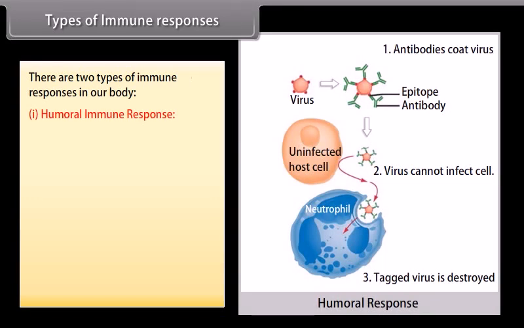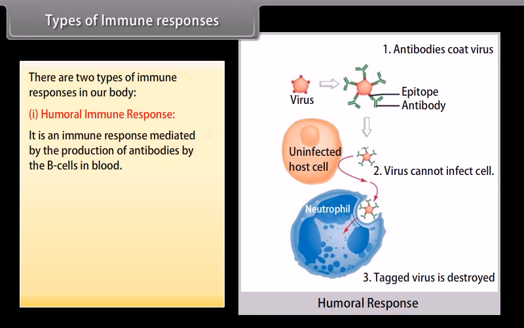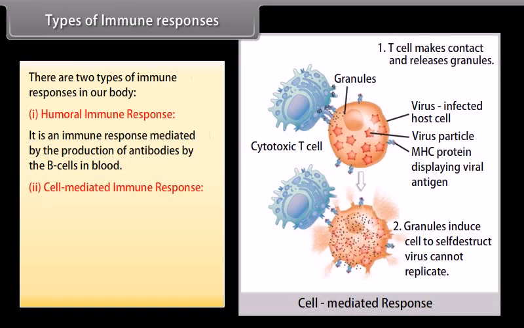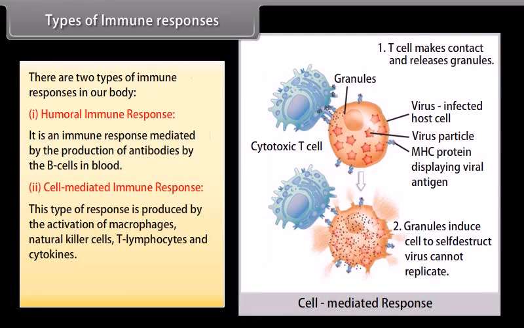Humoral immune response. It is an immune response mediated by the production of antibodies by the B cells in blood. Cell-mediated immune response. This type of response is produced by the activation of macrophages, natural killer cells, T lymphocytes, and cytokines. This type of response is mediated by T lymphocytes.